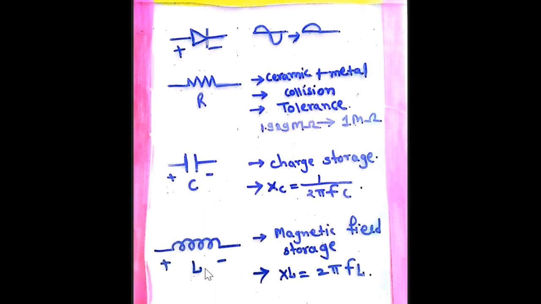Coming to the inductor, when current flows through the conductor, there will be a magnetic field in the surrounding, and that's why the inductor is used to store the magnetic field. And as per the definition of the reactance, it passes the DC part, but it opposes the change in current. And generally, the inductor is used in DC circuits, and for example, the induction plate.